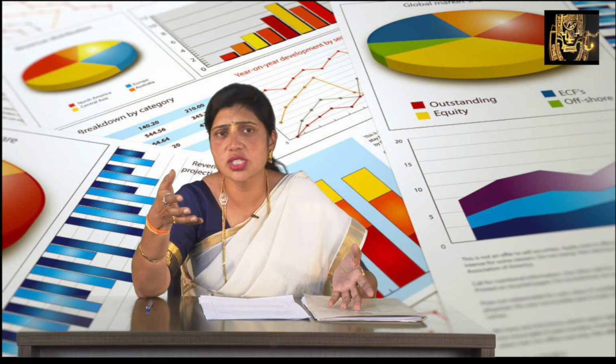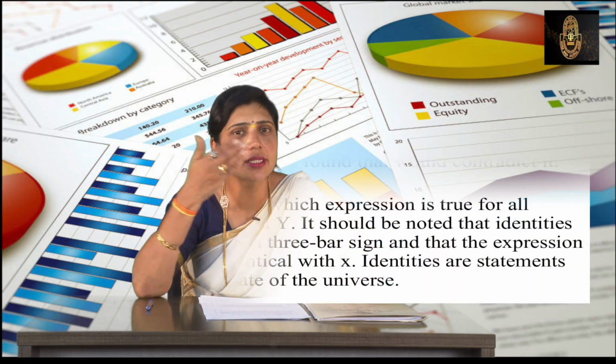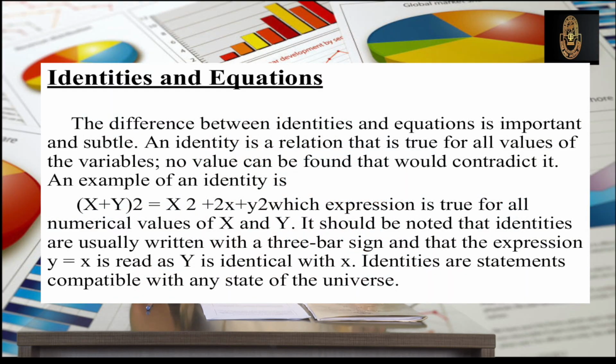Similarly, we have other concepts like identities and equations. The difference between identities and equations is also important in economics because we have mathematical economics. An identity is a relation that is true for all values of the variables. No value can be found that would contradict it.